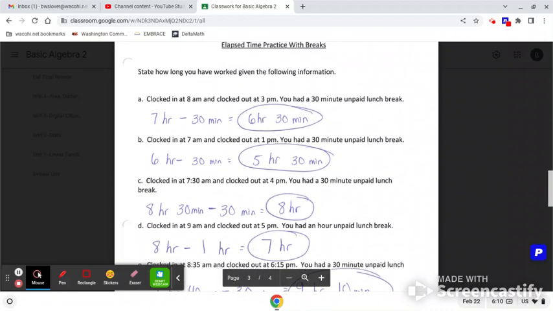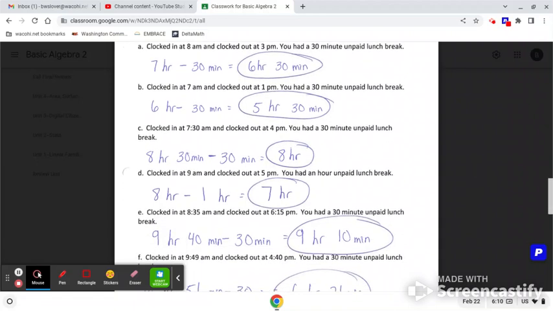So now we're going to apply elapsed time with some breaks. Once again, we're getting ready for how much money we're going to be making. We're going to figure out how many hours we worked during a day, subtract our breaks that we don't get paid for, and then eventually calculate how much we get paid. That's the end goal. So we're going to state how long we're going to get paid for.